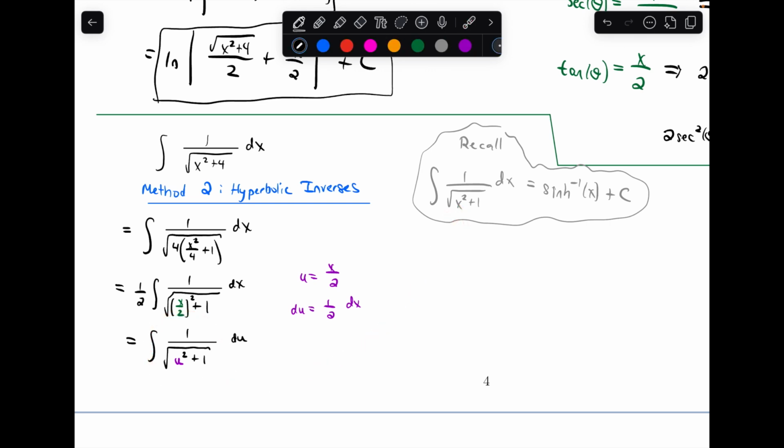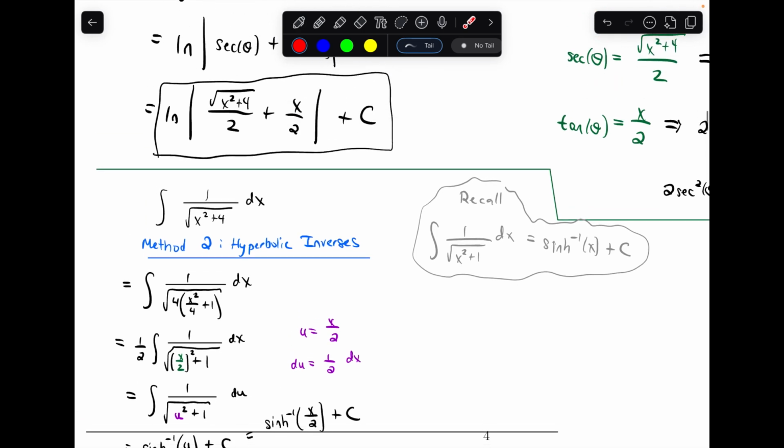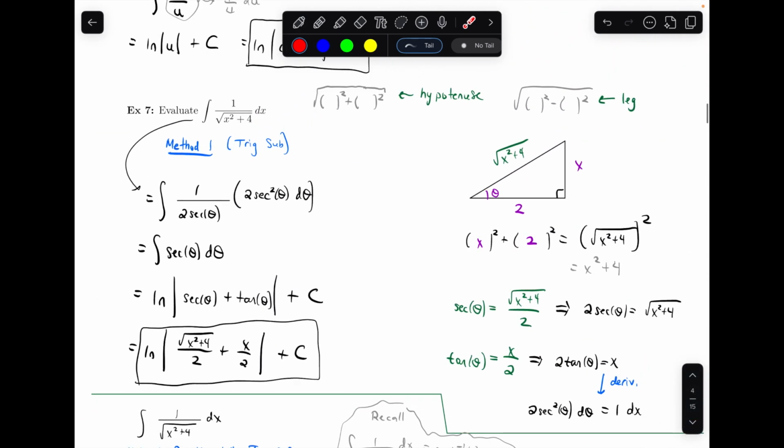This is going to be my inverse hyperbolic sine. So this is going to be my inverse hyperbolic sine of u, and then plus c. I have to plug back in for what u equals. So that's going to give me inverse hyperbolic sine of x over 2 plus c. And that is my antiderivative. But if I compare it to what we got using trig sub, it looks pretty different. Like this has an ln.